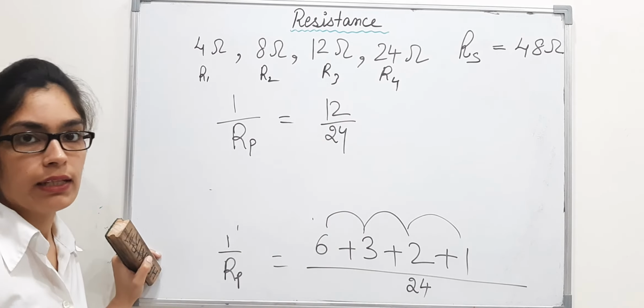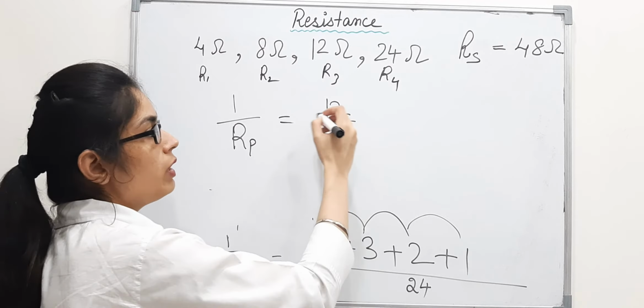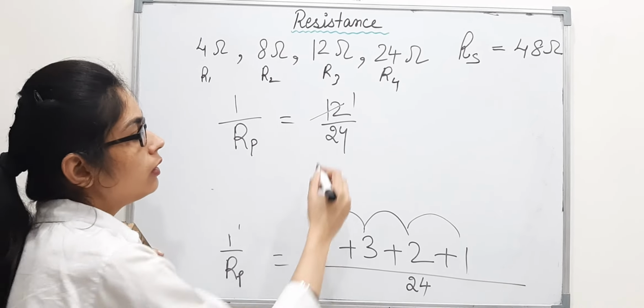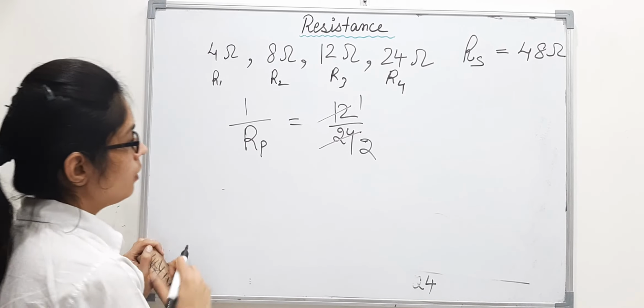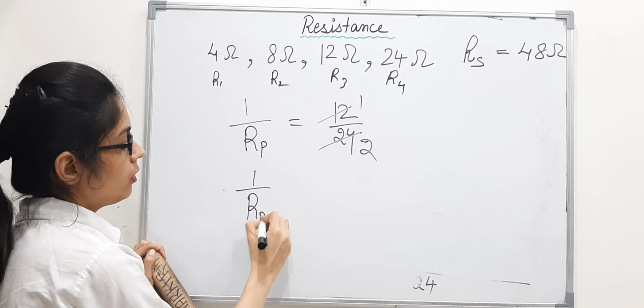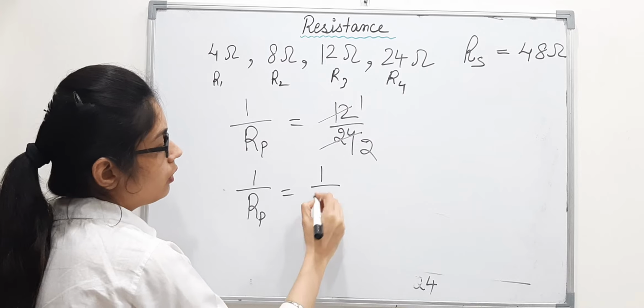Here we can see if any cancellation is possible, we can do it. So 12 into 1 is 12, 12 into 2 is 24. So we got 1 upon Rp is equal to 1 upon 2.